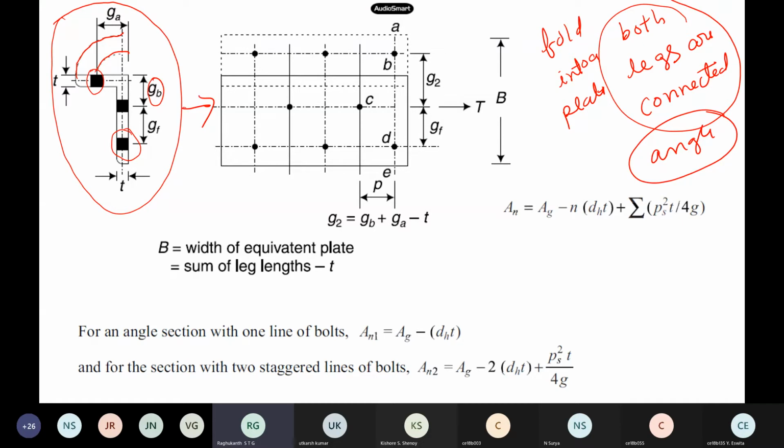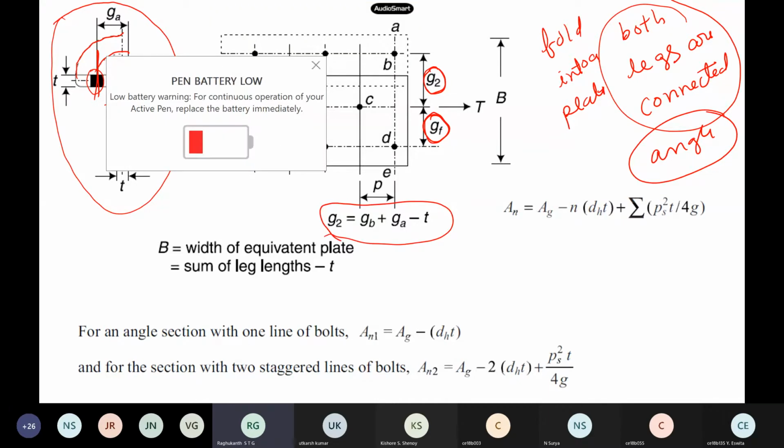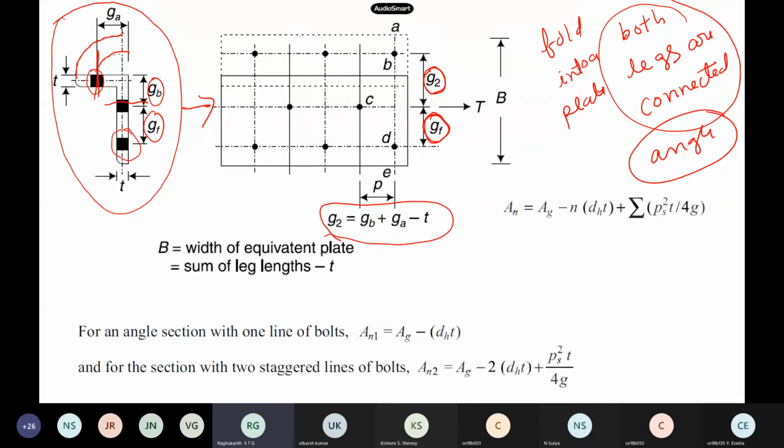Now you will get new gauge distances. GF is going to remain the same, because it is staggered bolting. Now you will have a new gauge distance G2, which is the distance between this and this after folding it into a plate. So you calculate this as GB plus GA minus the thickness. This thickness has to be subtracted because the thickness comes into the picture twice.